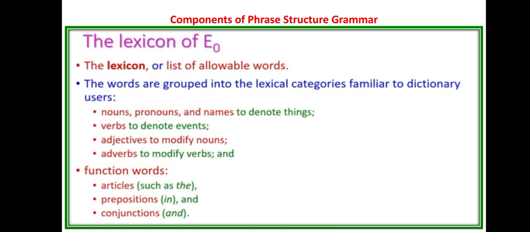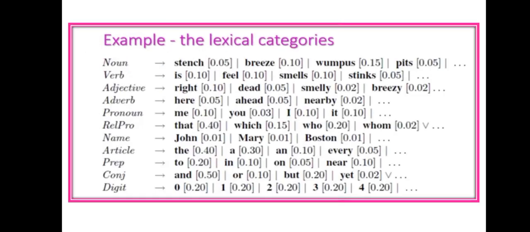Suppose in any language there is a big list of words that we can call a lexicon. Those are called terminal symbols. If you consider English and go through the dictionary, you can see nouns, pronouns, names that denote things, and verbs, adjectives, adverbs, and functional words, that is articles, prepositions, conjunctions. All of these put together are the lowest level in the language, which is nothing but the terminal symbols, the lexicon of the English language. And each word, in a particular context, is given a probability value.